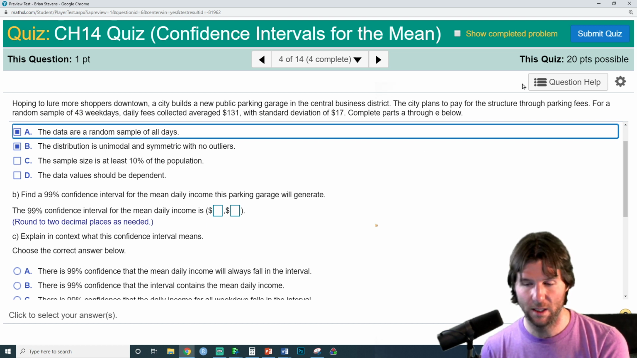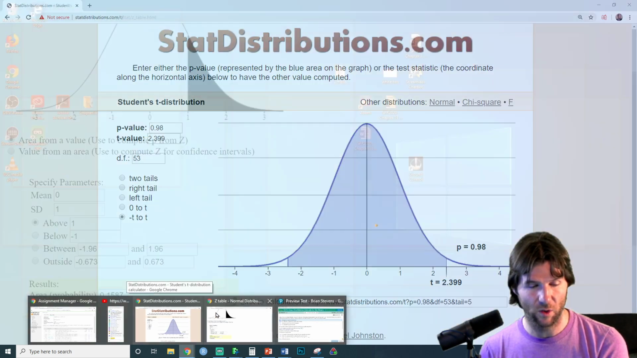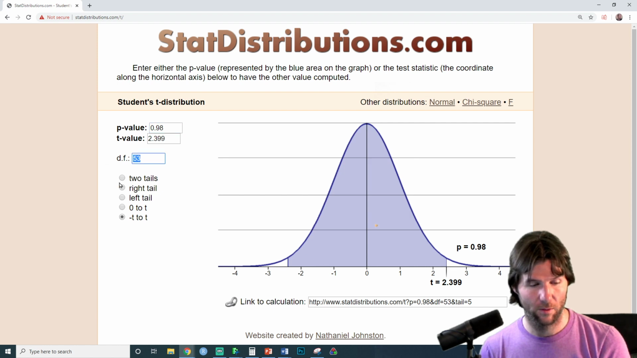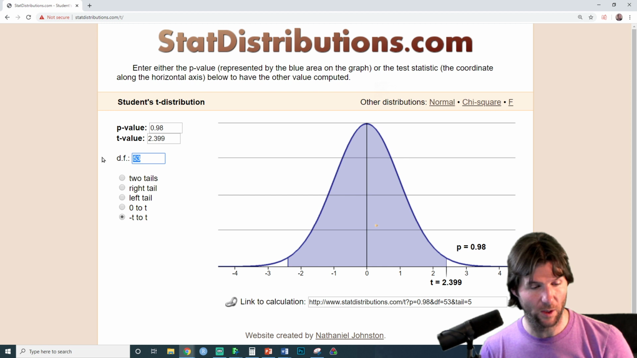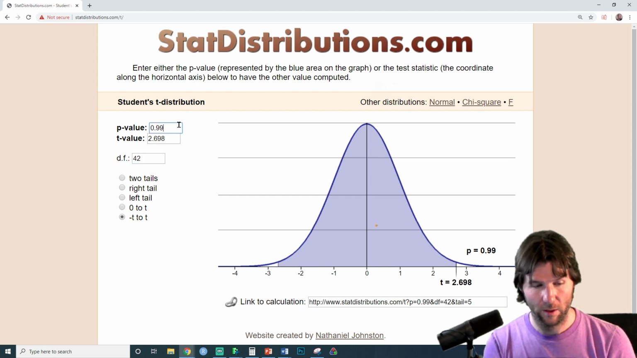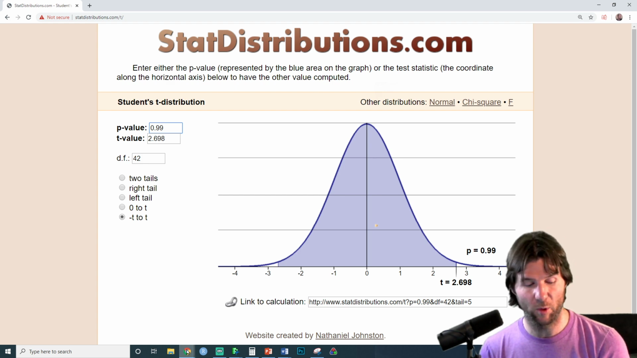99% confidence interval. So I need to go over here. The sample size was 43 with 99% confidence. Sample size was what again? 43. So we go here and we go 42 with 99% confidence. That's going to be my t statistic. The wording on the next couple questions is difficult.